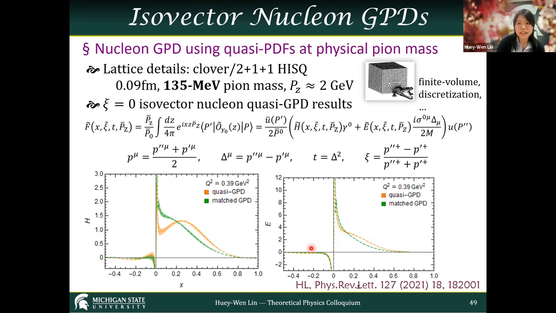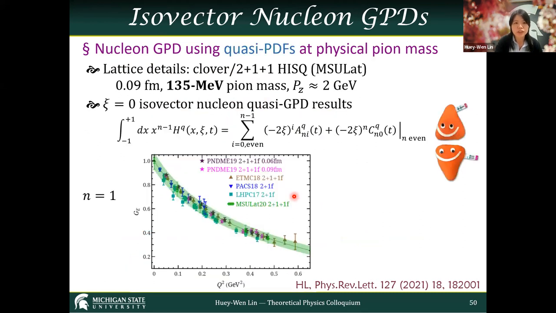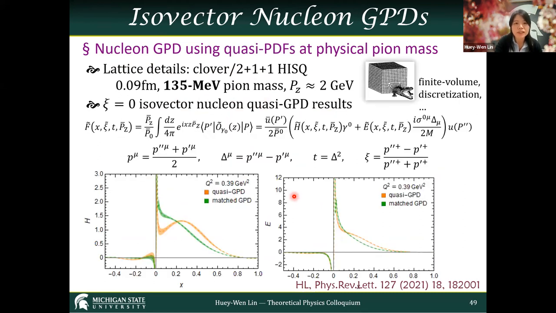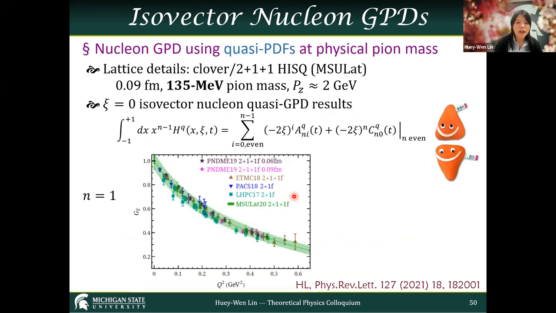And with the later calculations, we can expand to look at the nucleon and try out the physical pion masses. So now we are looking at the nucleon GPD. Again, we look at the difference between up quark and down quark. It's easier to calculate with the lattice calculations. And I'm just going to show you some of the results. So now we can extrapolate, we can get out the GPD function.